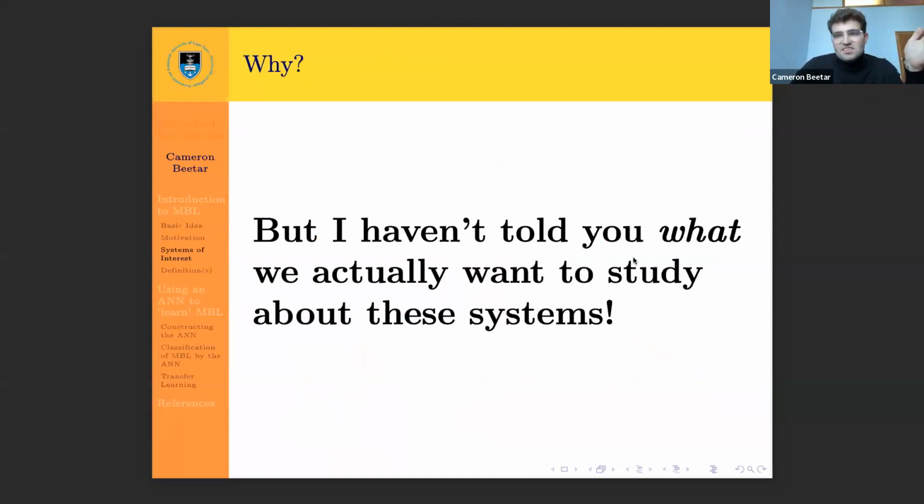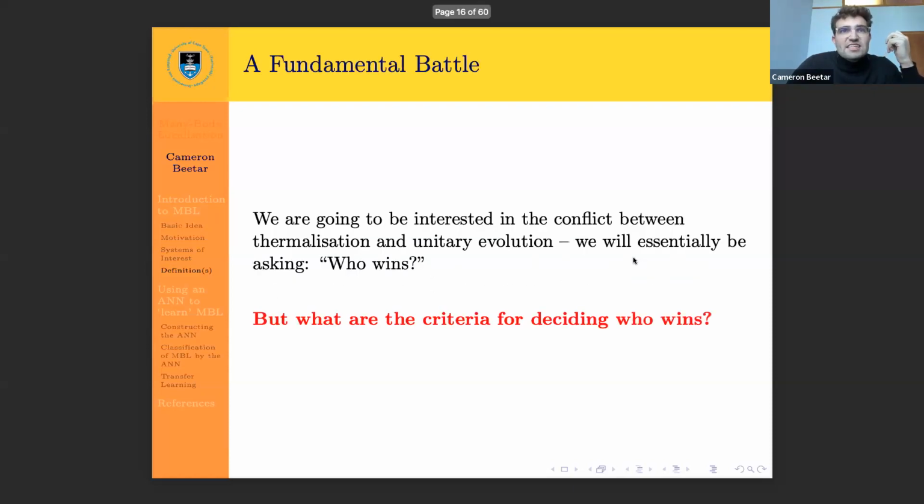Okay, so those are the systems we are going to be interested in, but what is it about these systems that we're going to try and study? We're going to be interested in this battle between unitarity and thermalization, a quantum mechanics idea and a statistical physics idea. We're going to ask who wins the battle for these systems. But then the question becomes, what are the criteria for deciding who wins between unitarity and thermalization?